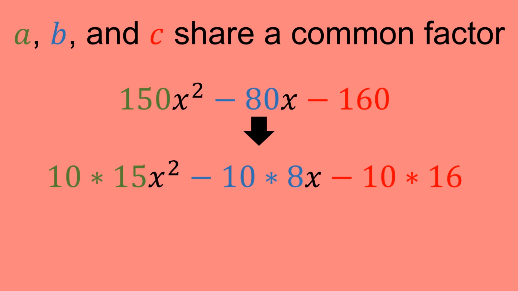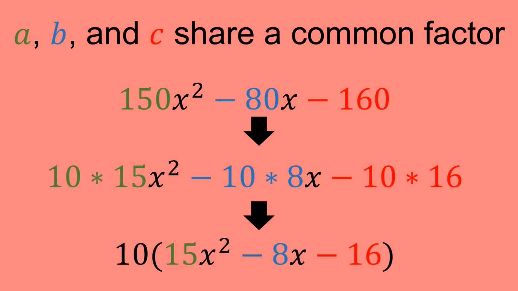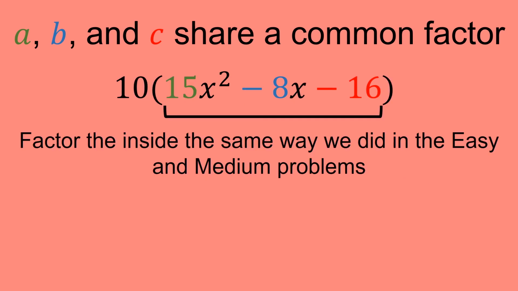What this means is that before we begin the grouping process, we should actually factor out the common factor. Now, I haven't had this in the previous problems, but it's important that you look for this every time you're working with any of these problems, because really you can have a common factor for a, b, and c at any level of difficulty. So in this problem, all we do is bring 10 out to the front, and then we proceed with the expression that's left on the inside the same way we did the medium problem.